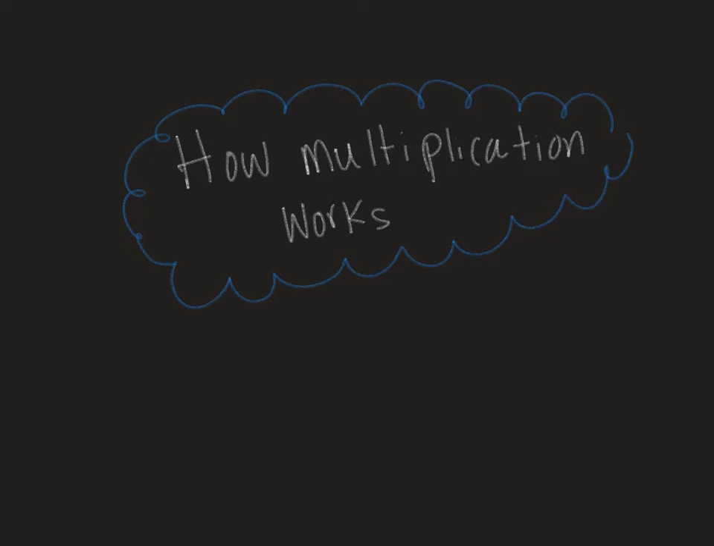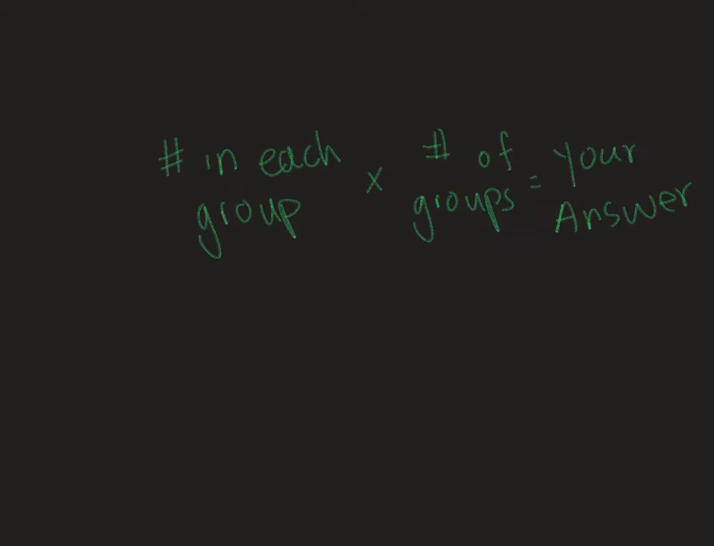Today we're going to go ahead and talk about how multiplication works. When we talk about multiplication, we're usually referring to the number of things in each group multiplied by the number of groups that there are. And when you multiply those two numbers, you're given an answer. Of course, the symbol that we use is this X right here for multiplication.